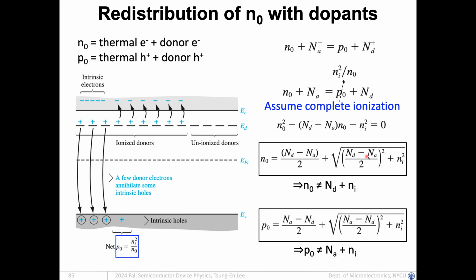However, if this value is much larger, for example, if ND is much larger than NA, then N0 is equal to ND. And if ND and NA are more like an intrinsic situation, then N0 will equal Ni.